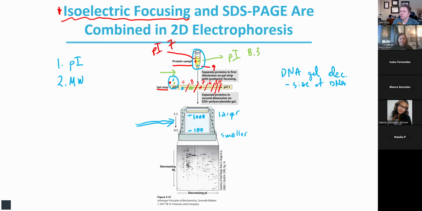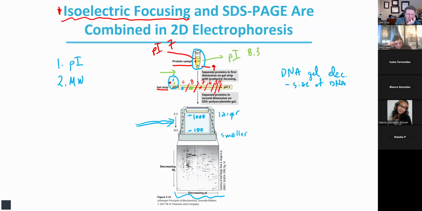So we're separating first based on our isoelectric point, so charge, and then on our second dimension, we're separating based on molecular weight. So it's a combination of isoelectric focusing and protein electrophoresis, not DNA electrophoresis. I was using DNA electrophoresis as an example where you separate based on size. You can do what's known as protein electrophoresis where you separate based on size as well. So we'll come back to that in just a little while. But ultimately, this right here, this gel at the bottom.